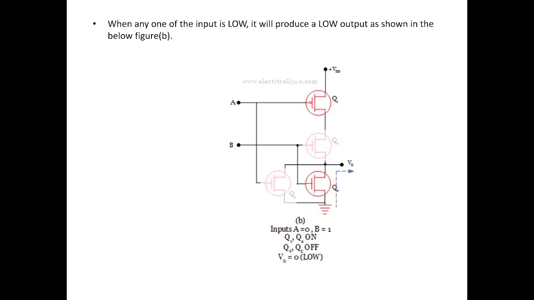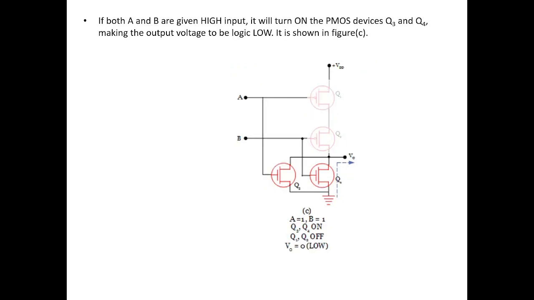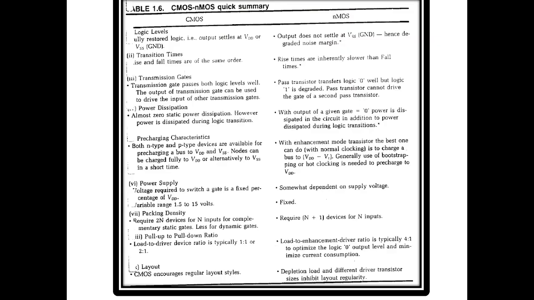In the next case, if any one of the inputs is high, it will produce a low output as shown in the figure. And the next case, if both the inputs A and B are given high input, then it will turn on the NMOS devices, that is Q3 and Q4, thus making the output voltage to be at logic low. So this is clearly shown.